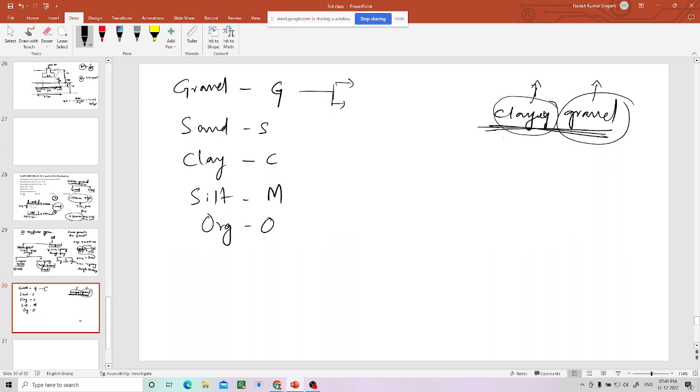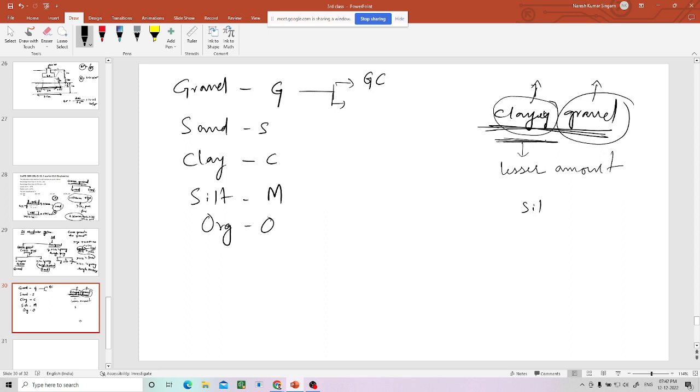When this prefix is there, it is always a lesser amount. As it is in front, you shouldn't get confused that this is clay soil. It is clayey gravel. It is basically gravel. It has some clay particles, that's why it is called clayey gravel. So now, if it is clayey gravel, then people say it as GC.